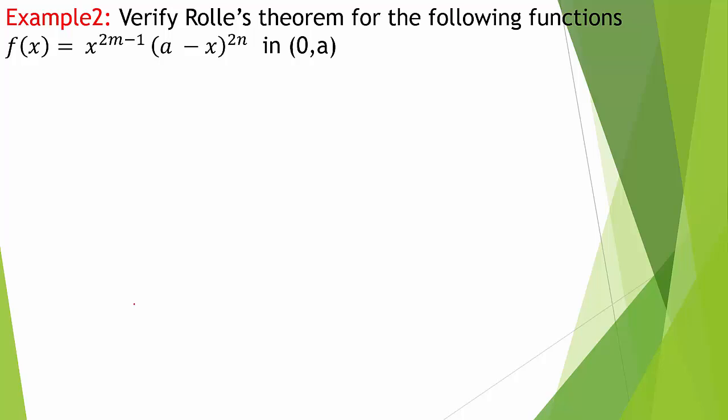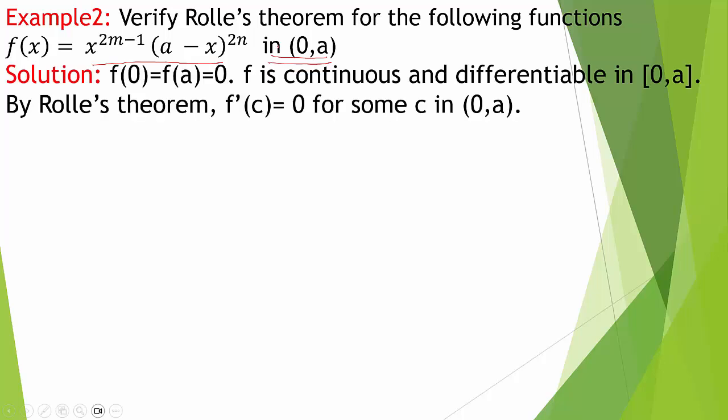Our second example is: verify Rolle's theorem for the function f(x) equal to x raised to 2m minus 1, times (a minus x) raised to 2n, in the open interval (0, a). Here, f of 0 equal to 0, because if we put x equal to 0, we will get 0 raised to 2m minus 1, that is 0. 0 into anything is 0, therefore this is 0. f of a, if we put x equal to a, this a minus a becomes 0, and we will get f of a is also 0. This last condition is satisfied. f of 0 equal to f of a.